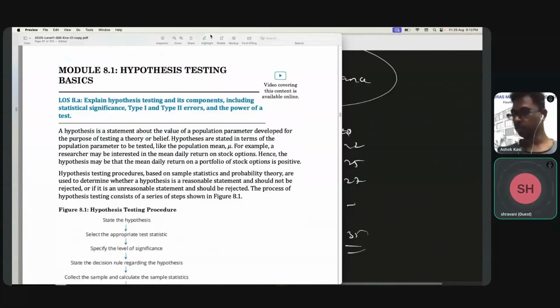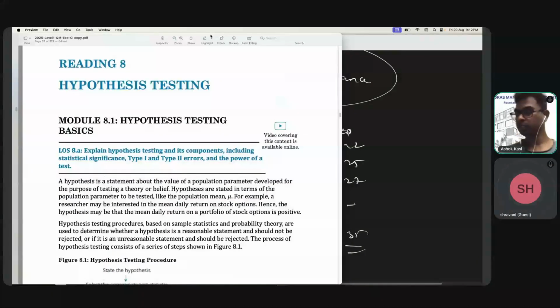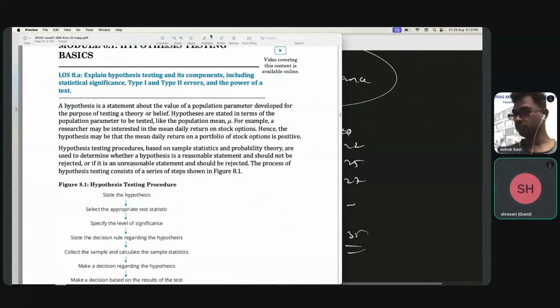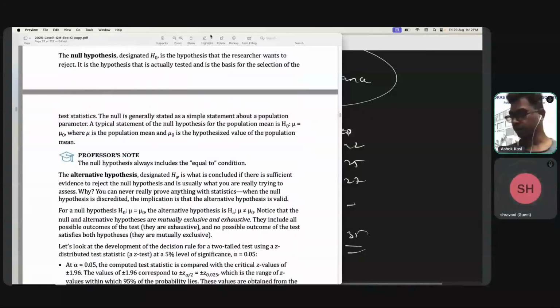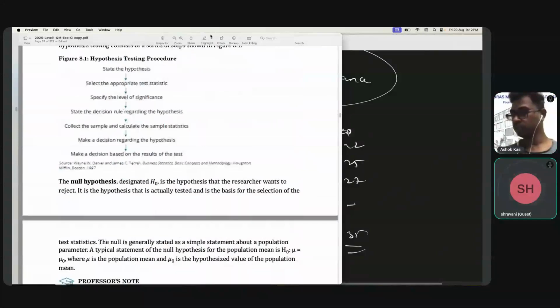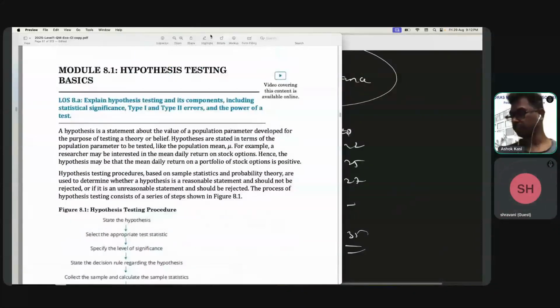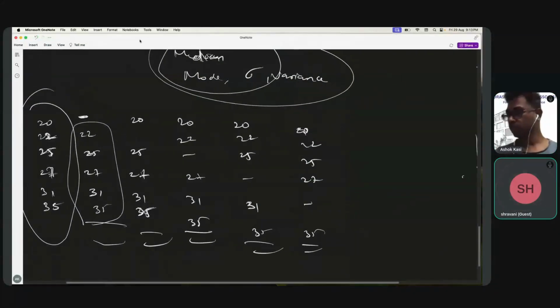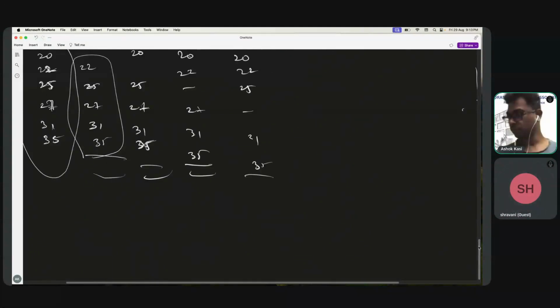So this is the culmination of whatever we have learned so far. So from here, sums all will begin. Now, this is hypothesis testing. So what is hypothesis testing first of all?